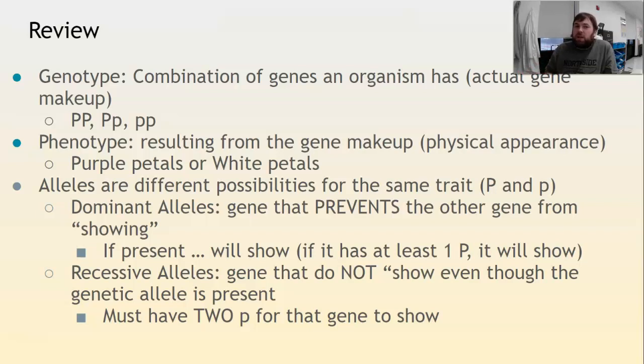And depending on these mixtures of genotypes and phenotypes, we have a bunch of different alleles we could have from each generation. So if we have a dominant allele, that means that the gene prevents the recessive allele from showing up. So if it's present, then no matter what, the phenotype will show. If it's a recessive allele, then the gene that is there does not show because it's being masked by the dominant allele. So you must have two of those lowercase letters for that gene to show.